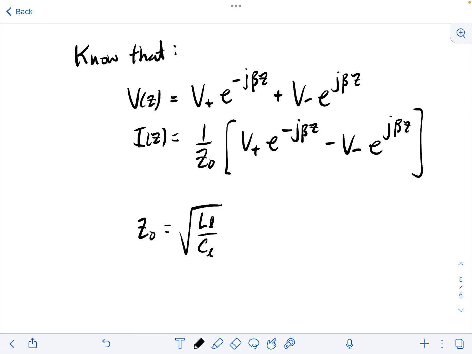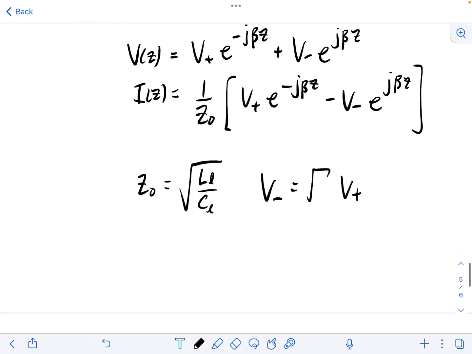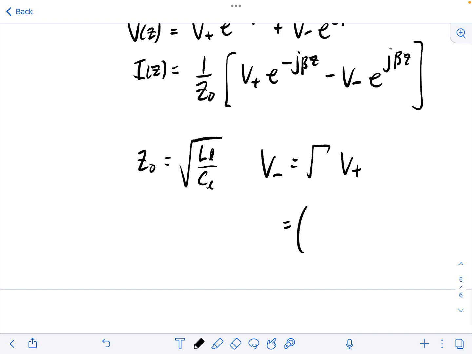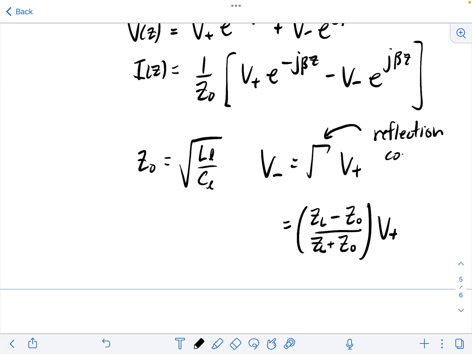And something we haven't used today, but we worked out in the last video, was that there was a relationship between the coefficients V plus and V minus. They were related by, remember, a reflection coefficient, which we denoted by capital gamma. And capital gamma was determined by the load impedance minus the characteristic impedance divided by the load impedance plus the characteristic impedance. And so let's just remind ourselves that this is our reflection coefficient.